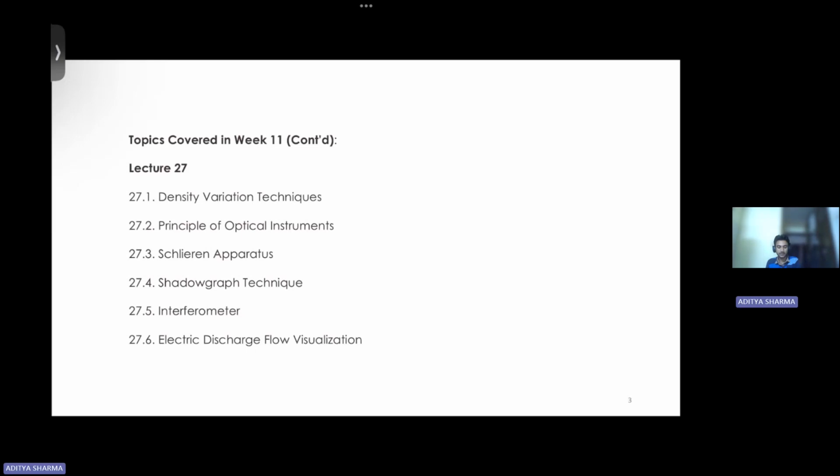And then the principle of optical instruments has been given, which fundamentally is the change in the refractive index of the flow, be it gas or something else. Because of the density variations, there is a change in the refractive index. Because of this change in the refractive index, the light ray bends in a way, and this bending of the light, we exploit this behavior of the gas when there are density variations, and based on that, we develop our instruments, right?